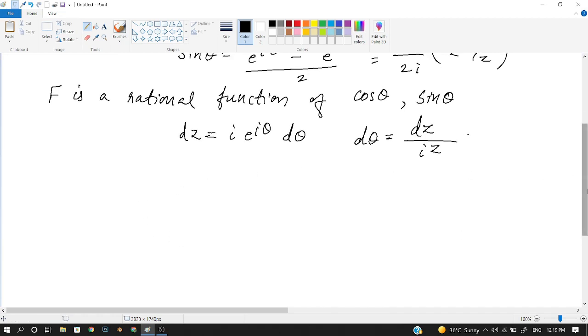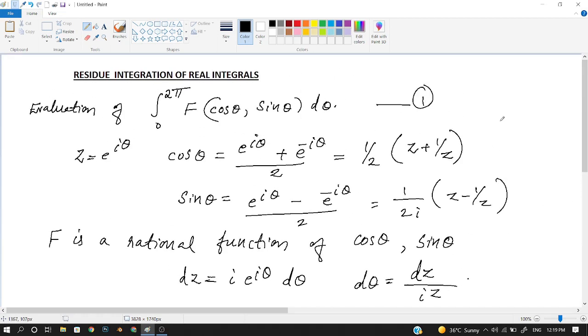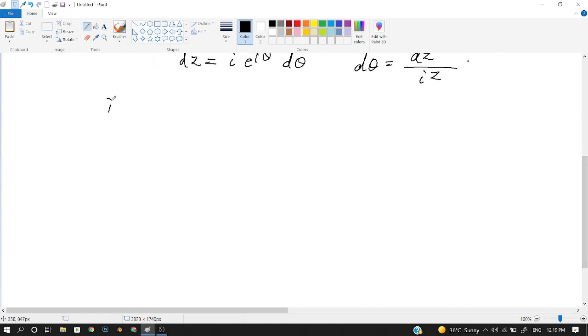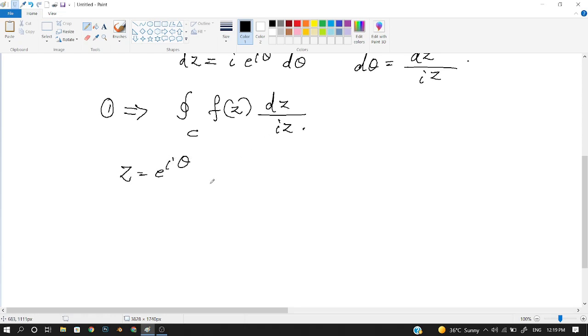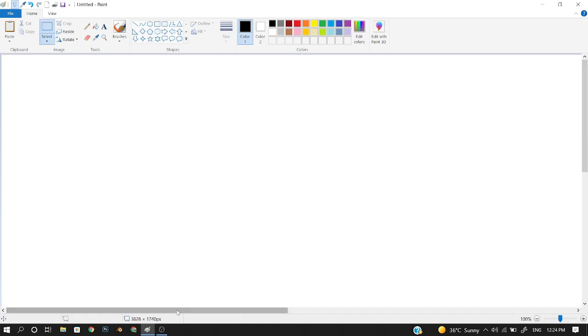So our equation number 1 becomes integral over C f of z dz divided by iz. Here z equal to e raised to i theta ranges counterclockwise once around the unit circle mod z equal to 1. Now let us move to our first example.